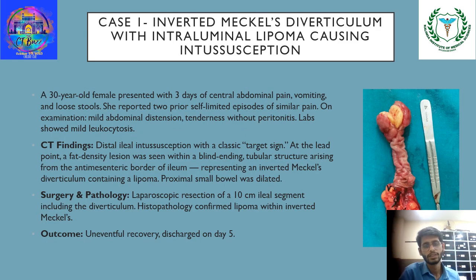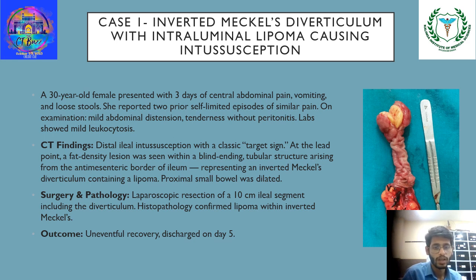First case. This is a case of inverted Meckel's diverticulum with intraluminal lipoma causing intussusception. A 30-year-old female presented with 3 days of central abdominal pain, vomiting and loose stools. She reported 2 prior self-limited episodes of similar pain. On examination, mild abdominal distension, tenderness without peritonitis was seen. Labs showed mild leukocytosis. CT scan was done and distal ileal intussusception with a classic target sign was seen.